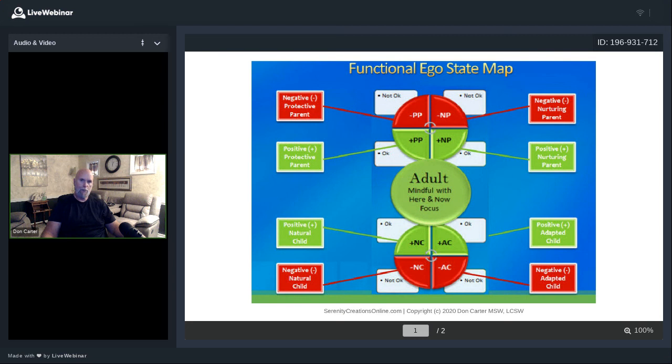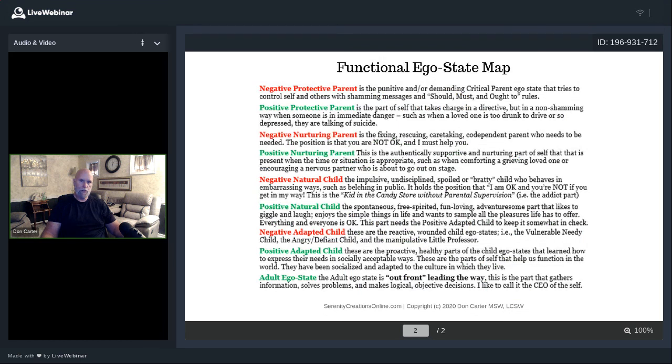And then these red quadrants on each of these areas here are the negative. Negative protective parent, negative nurturing parent, negative natural child, and negative adapted child. So on the back of this card, I have all the definitions of that. Like a negative protective parent is that punitive or demanding critical parent ego state that tries to control self and others with shaming messages and should, must, and ought to rules.